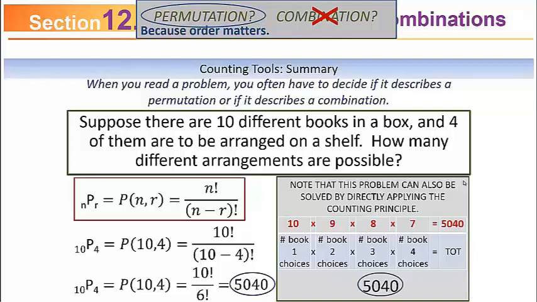So you could actually do that problem by the counting principle, and you'll find that to be true quite a lot. The counting principle is kind of a bedrock principle, and sometimes you can use it in place of using one of these other formulas if you really want to. But it is the same answer either way you do it.